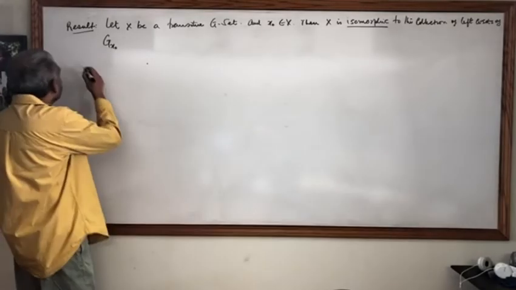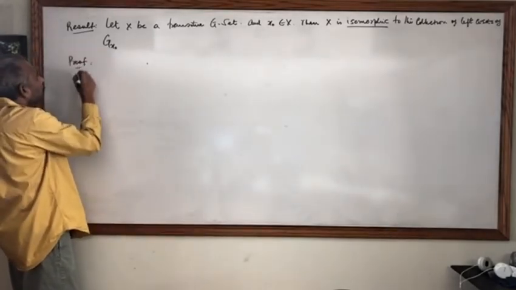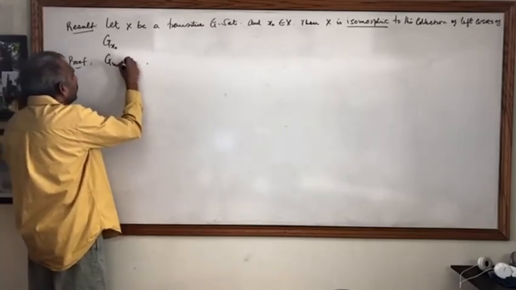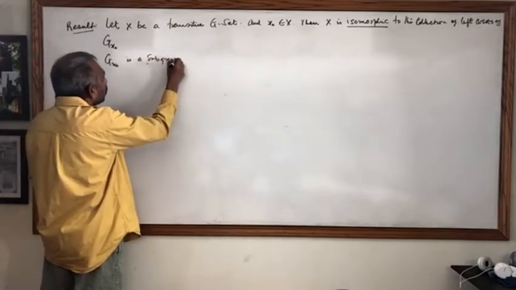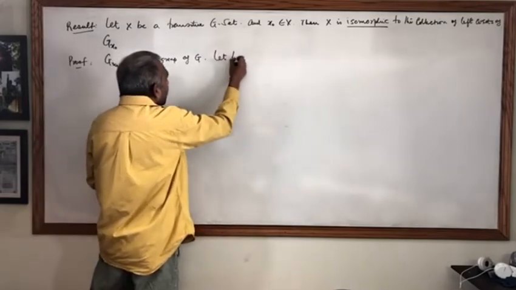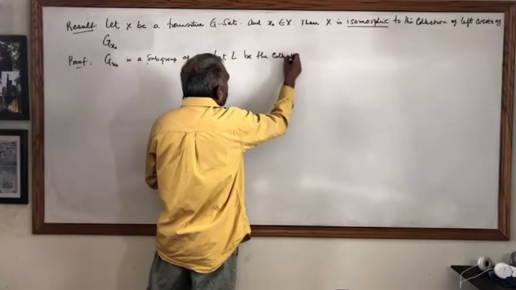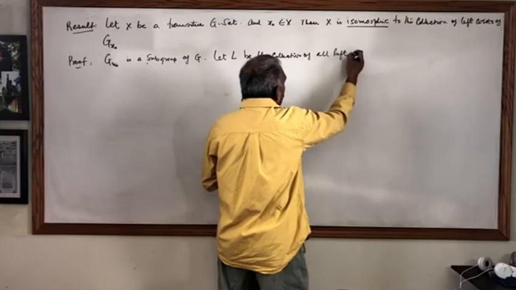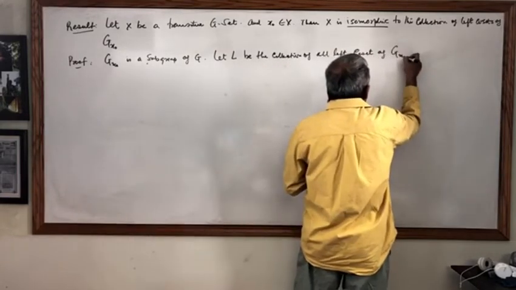So Gx0 is a subgroup of G. Let L be the collection of all left cosets of Gx0 in G.